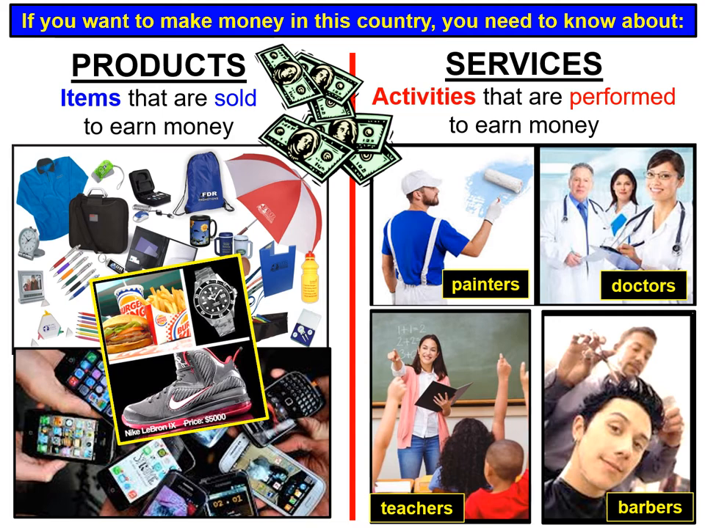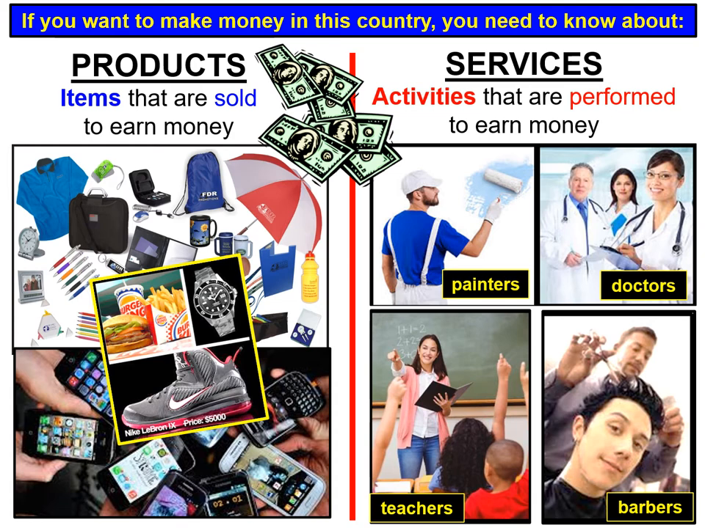Now, if you want to make money in this country, you need to know about products and services. These are two different ways that people make their money in our country, in any country all around the world. Either a product is made, and when I say a product, I'm talking about an item that can be made and then is sold to earn money. Could be a hat, a cap, shoes, watches, a cell phone. It could be anything that is made and then sold, and that's how a business or a company makes money.